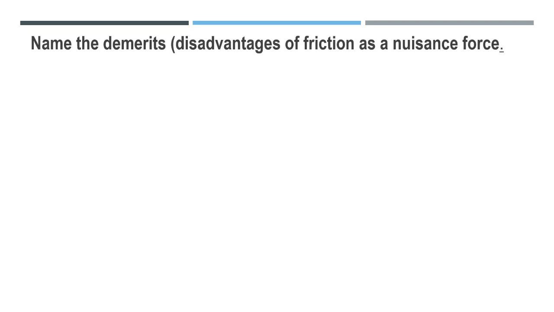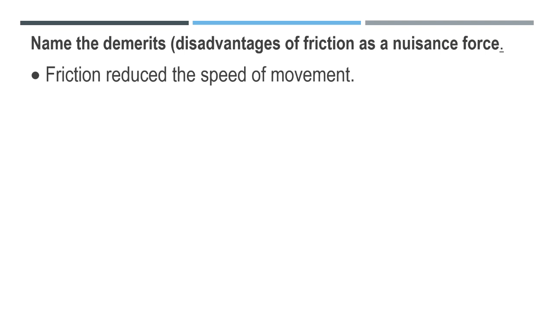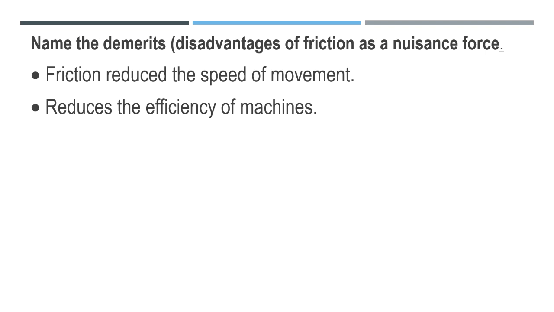We are going to look at the demerits. Demerits are the disadvantages of friction as a nuisance force. A nuisance is something that is unnecessary. So friction reduces the speed of movement. Whenever there is friction, like the gentleman previously trying to push the door, it reduces the speed of movement of the door. So the man has to put in a lot of force.